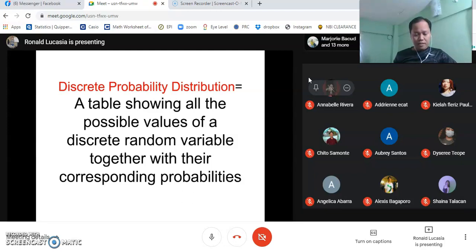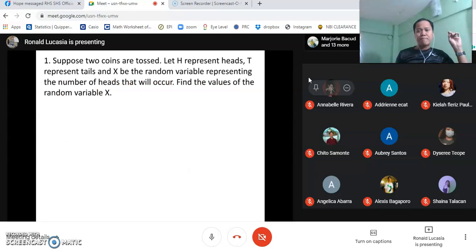Okay, so let's try number one and let's make a probability distribution. Suppose that two coins are tossed. Let H represent heads and T represent tails, and X be the random variable representing the number of heads that will occur. Find the values of the random variable X.